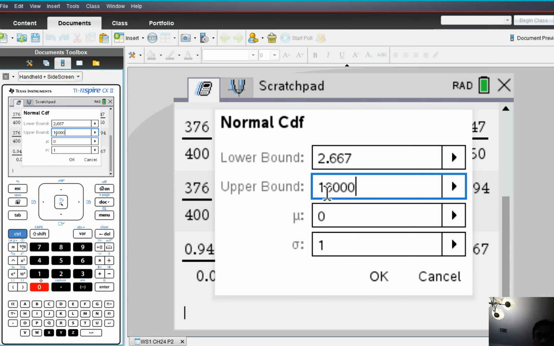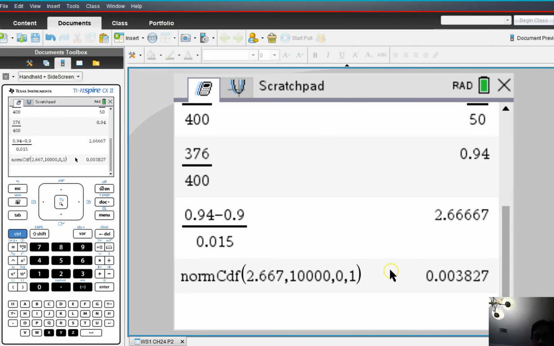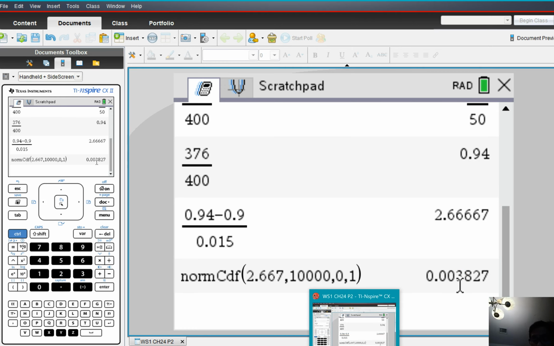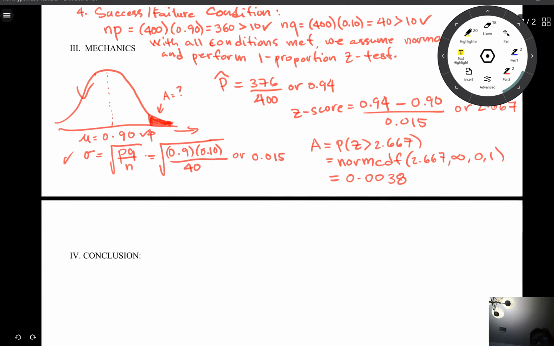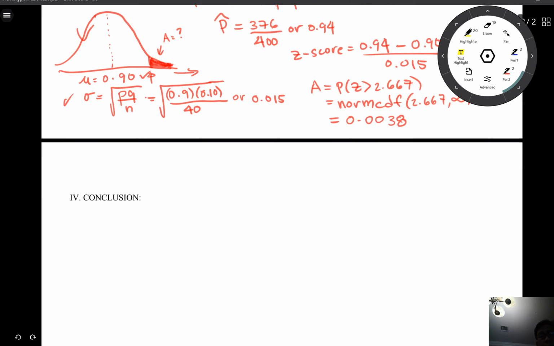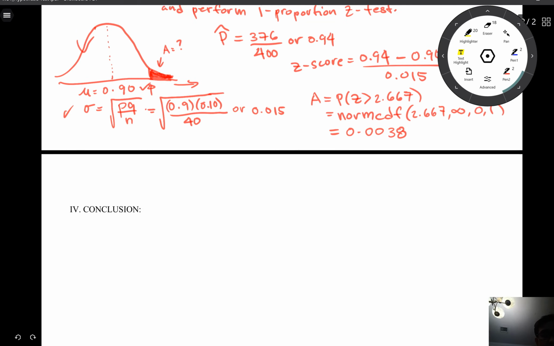Okay, and we hit OK, and so that norm CDF is going to be 0.0038. Okay, so we go right here, 0.0038. Okay, so that's like 0.3%. That's very small.